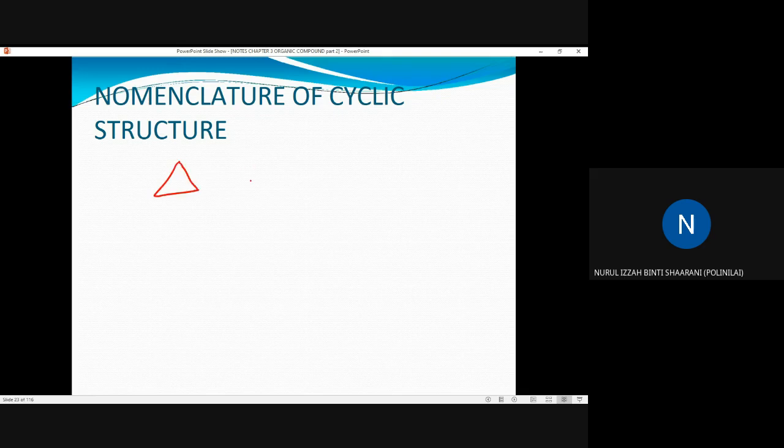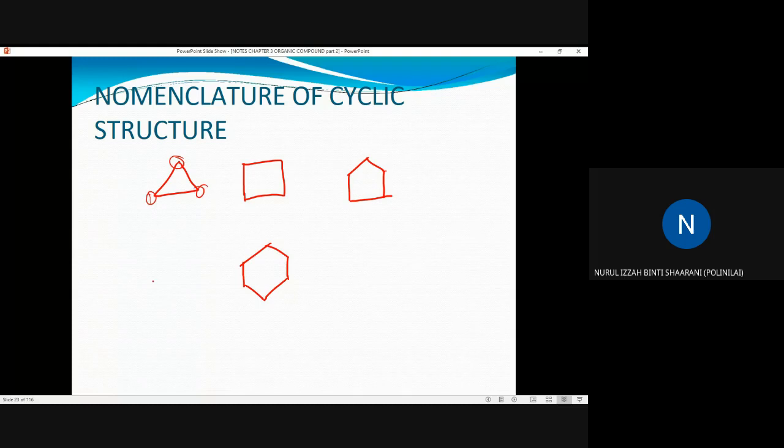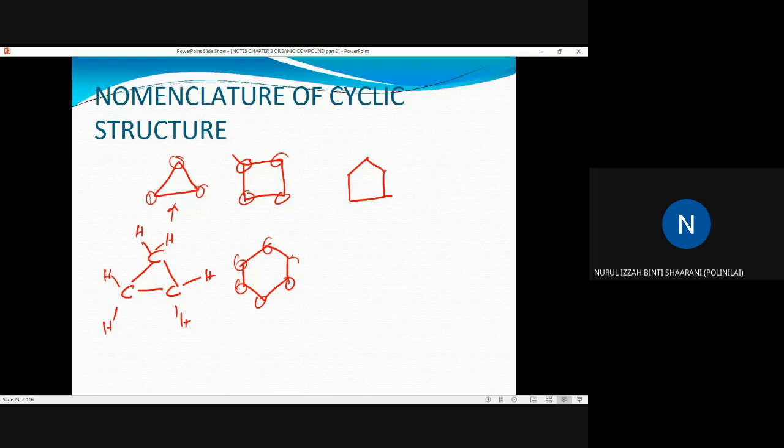It looks like this, closed, this one. So this is an example of a cyclic structure. Basically the edges represent our carbon. Let's say for this structure, C, C, C, this one. The rest is hydrogen, but the hydrogen is not going to be shown in the structure. This one also represents C, C, C, C. All the corners are C. So for the naming, we want to look at a simple way.